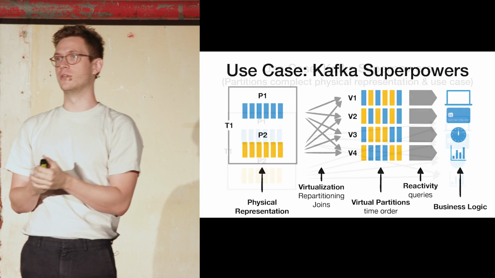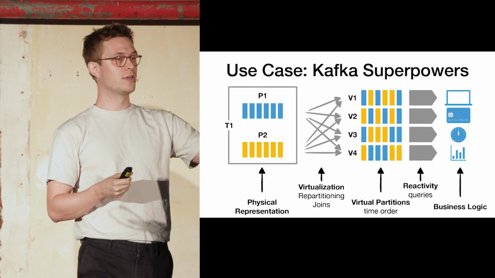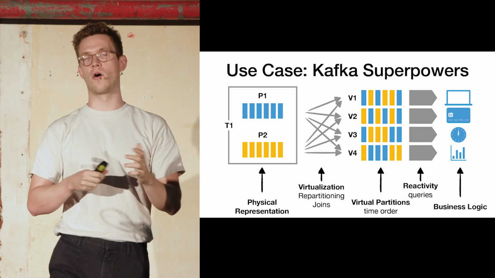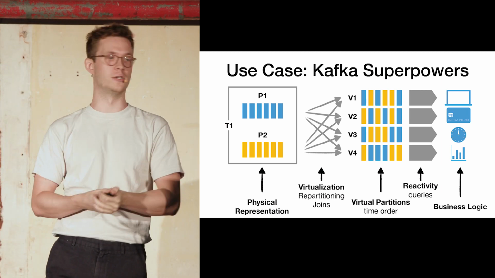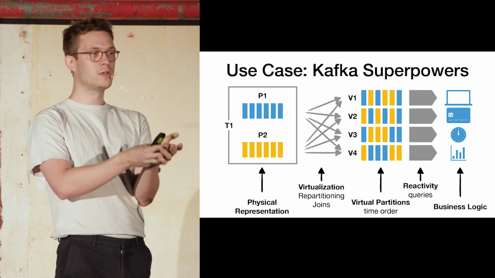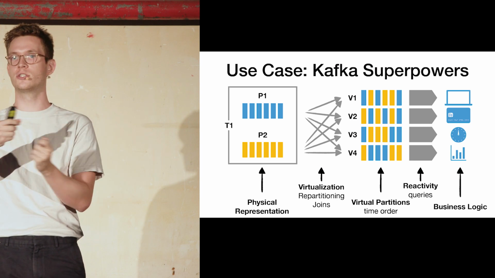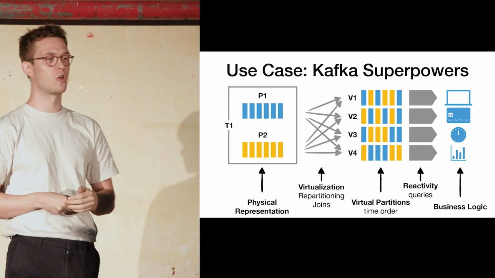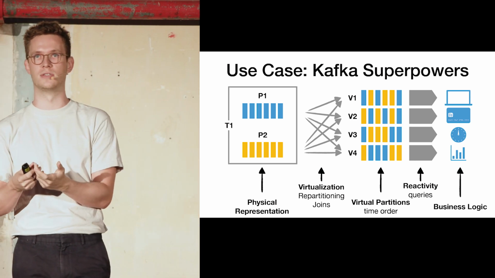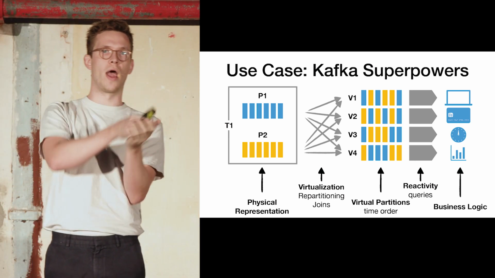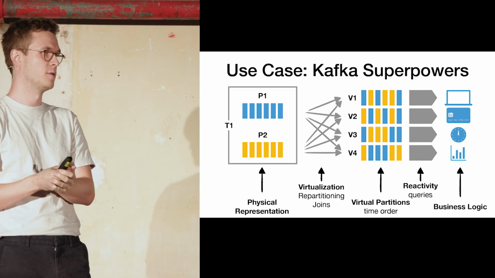So what we propose is that we, again, decouple the physical representation from the business logic. And we do this by virtualizing partitions. So first, to virtualize, we have to somehow repartition our partitions, maybe even across topics. And this also means we have to think about joins now, since these virtual partitions need to aggregate data and relate data to each other from various partitions.